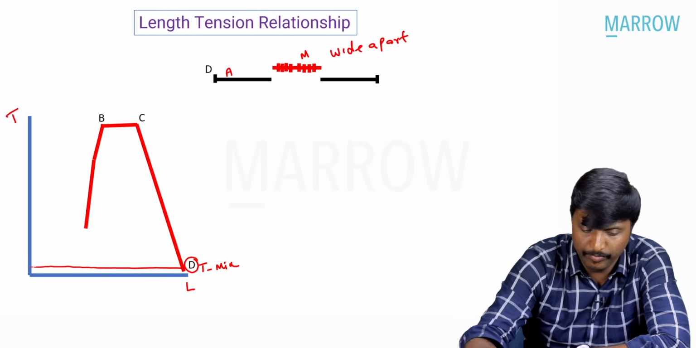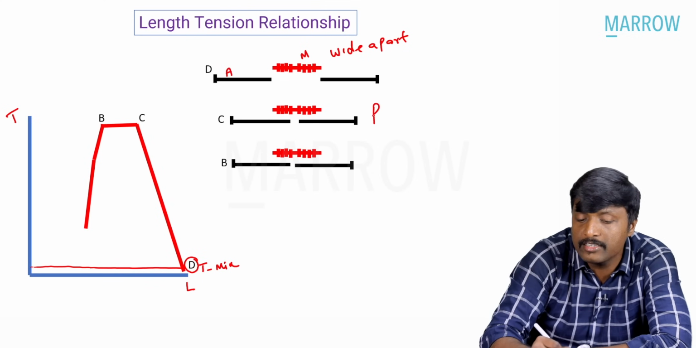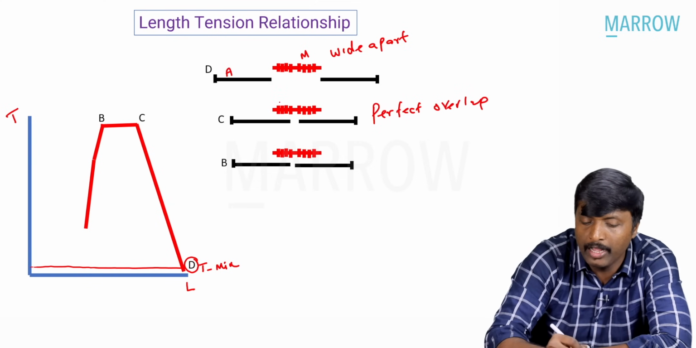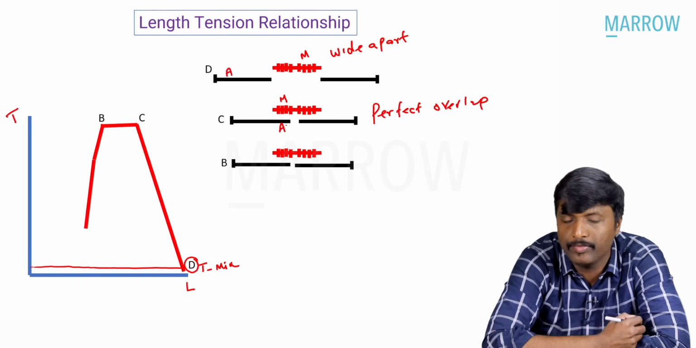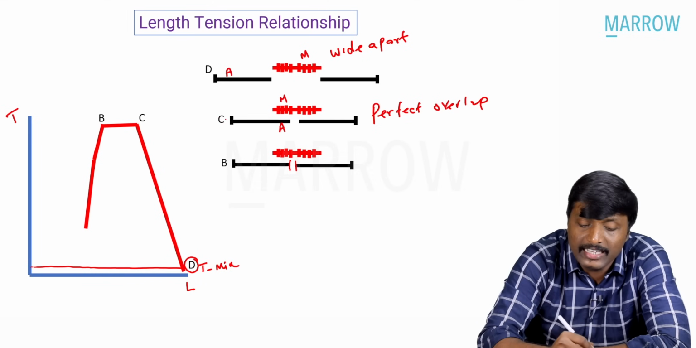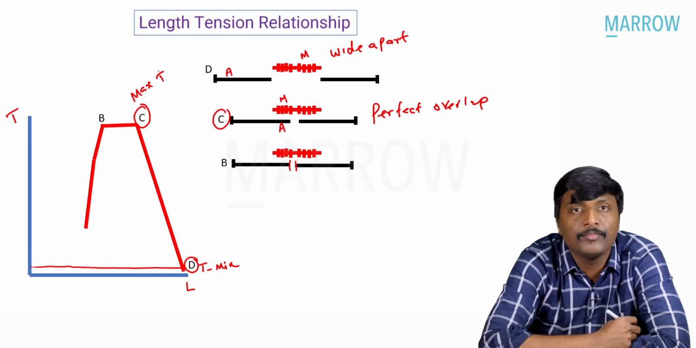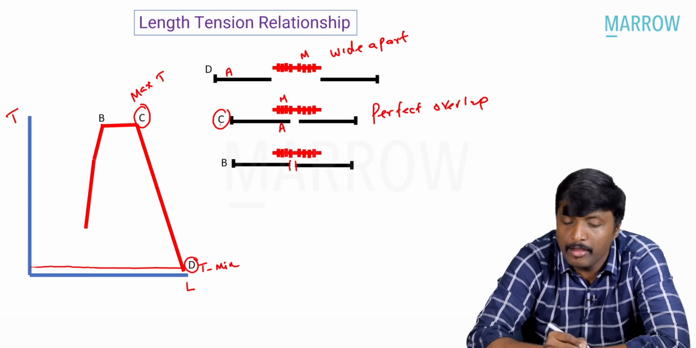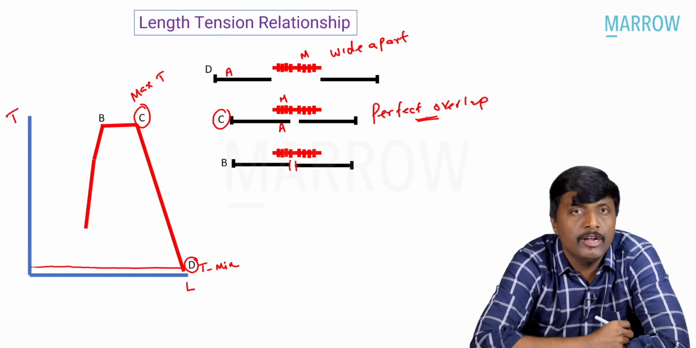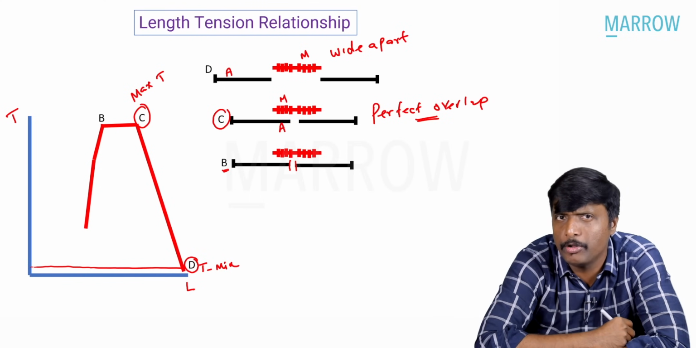Now, the next point. Between B and C, we are clearly seeing this is perfect overlap. This is perfect overlap between myosin and actin. At point B, there is overlap, but it is not perfect. That is why the tension generated is maximum. See? Maximum tension at point C, because of perfect overlap of actin and myosin. At point B, there is overlap, but it is not perfect.